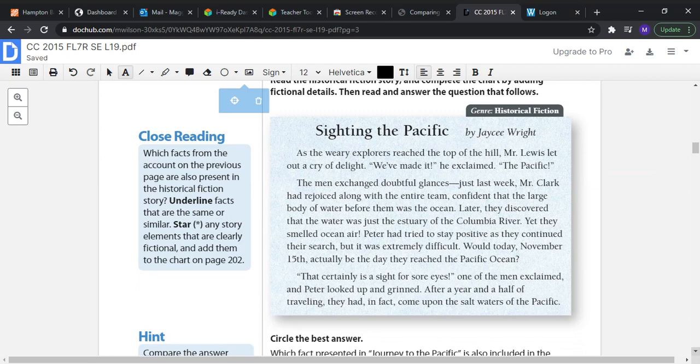Yet they smelled ocean air. Peter had tried to stay positive as they continued their search, but it was extremely difficult. Would today, November 15th, actually be the day they reached the Pacific Ocean? "That certainly is a sight for sore eyes," one of the men exclaimed, and Peter looked up and grinned. After a year and a half of traveling, they had in fact come upon the salt waters of the Pacific.